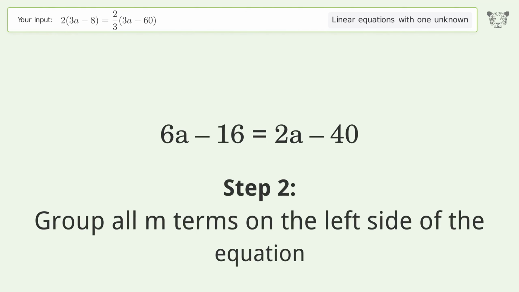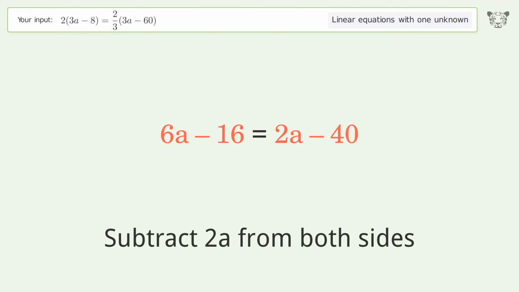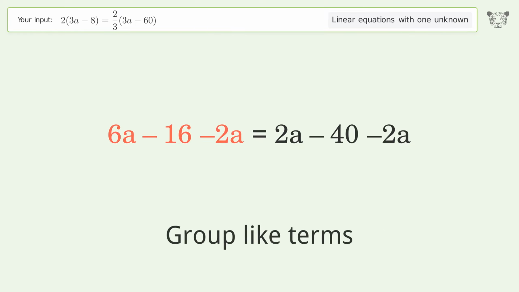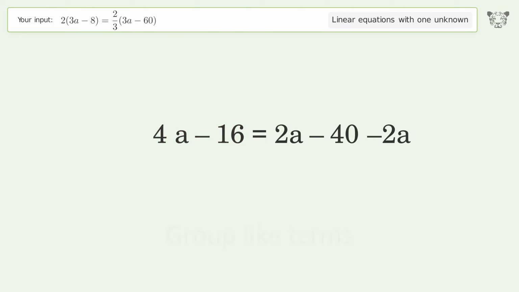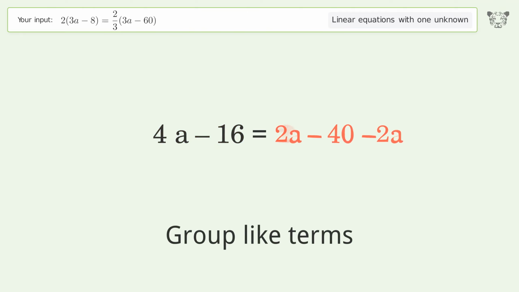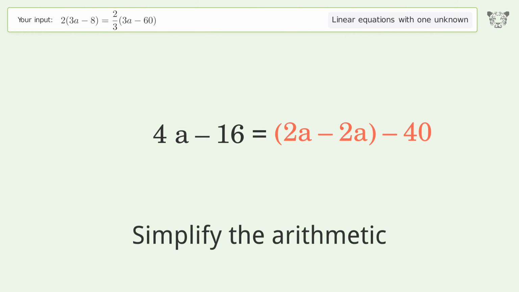Group all m terms on the left side of the equation. Subtract 2a from both sides. Group like terms. Simplify the arithmetic. Group like terms. Simplify the arithmetic.